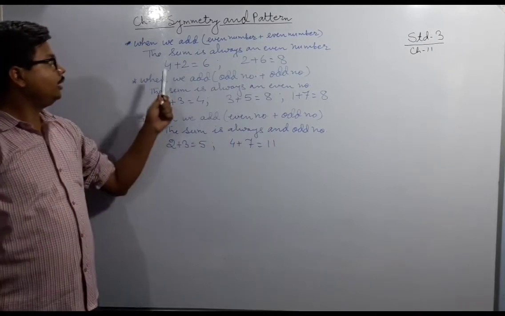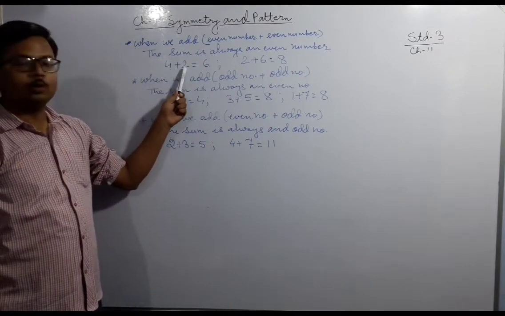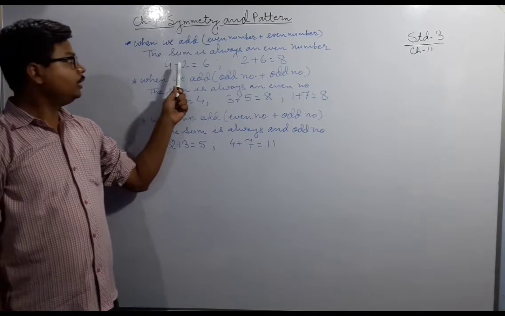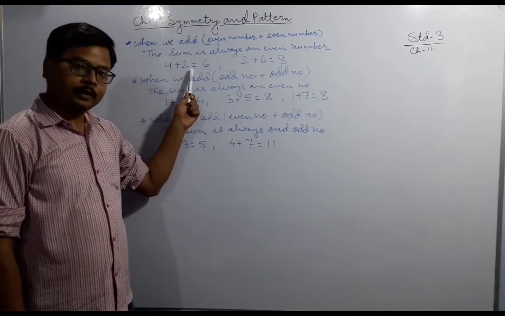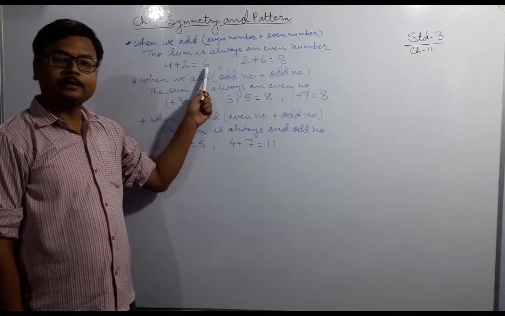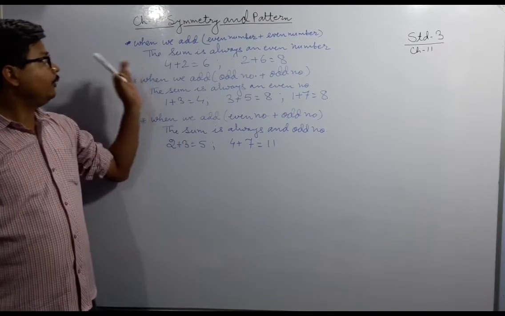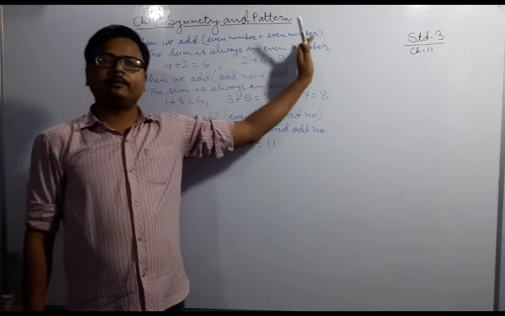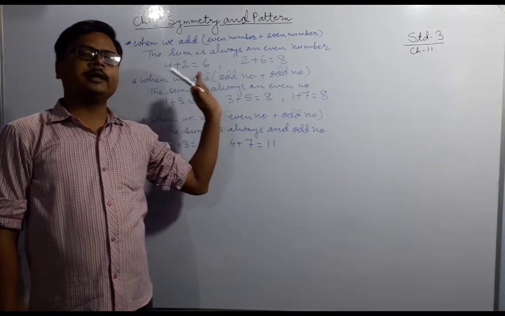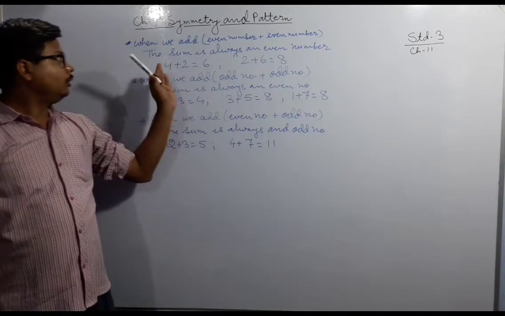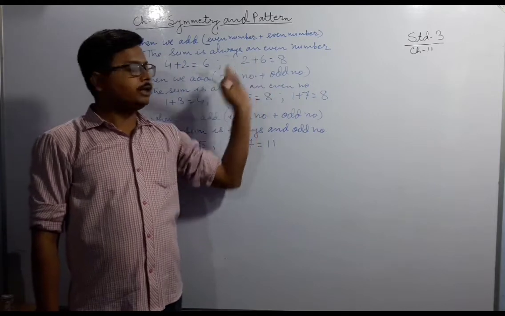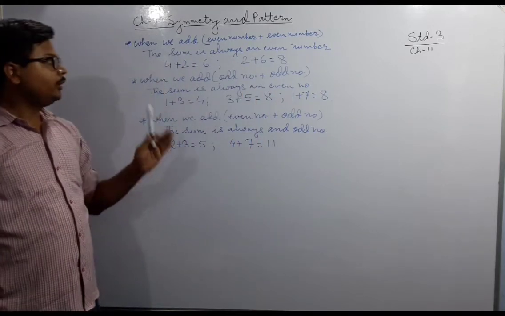For example, 4 plus 2. 4 is an even number, 2 is also an even number, and the sum we get is 6, and 6 is also an even number. So, whenever we add an even number plus an even number, we always get the answer in even. 4 plus 2 is 6, and 2 plus 6 equals 8. Now come to the next one.